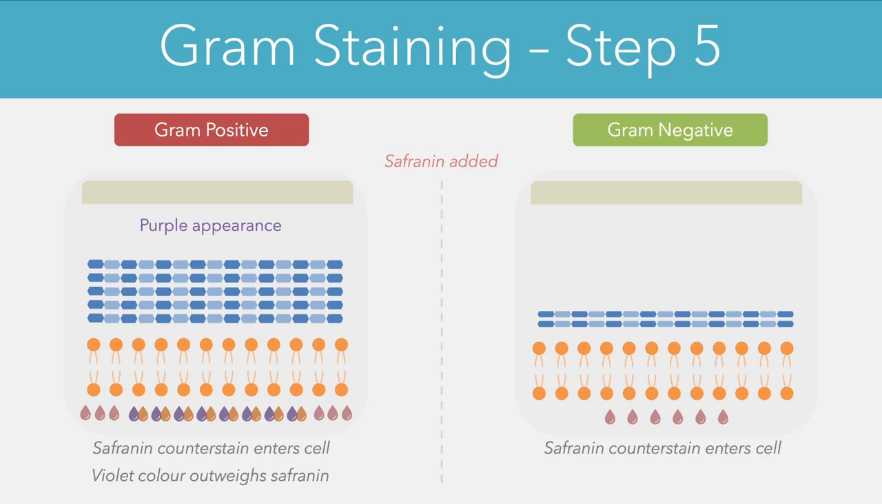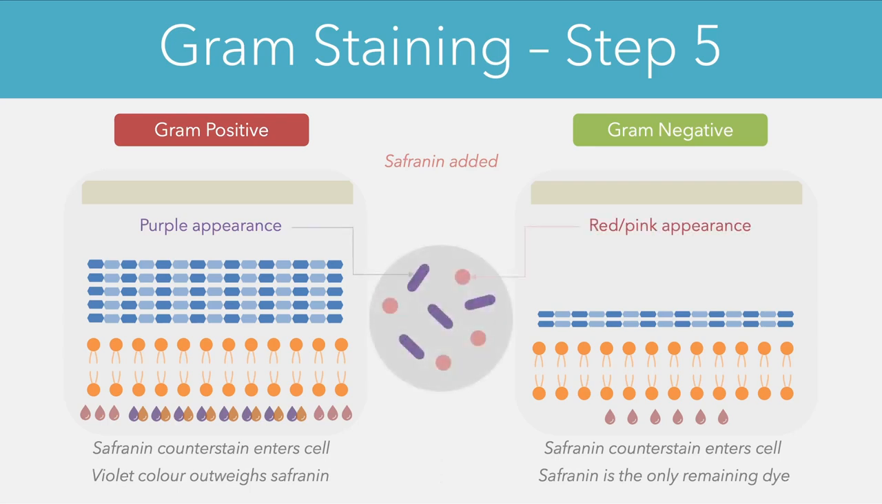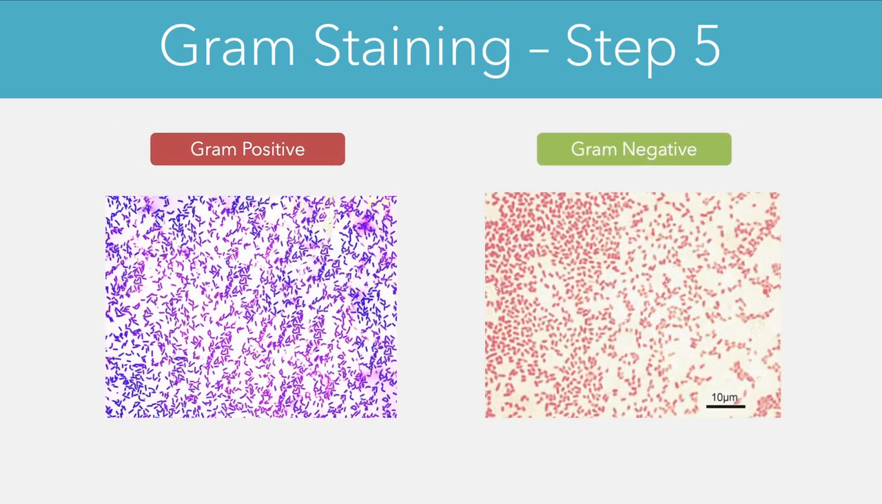However, in the gram-negative cells, the safranin is the only dye remaining, and therefore these cells appear red or pink in color. If we were to take a final look under the microscope, we would see that the gram-positive cells would appear purple, while the gram-negative cells would appear red. Just to take a look at some more scientifically accurate pictures, we have a couple of images comparing the gram-positive and gram-negative cells under microscopy after the gram staining process is complete.